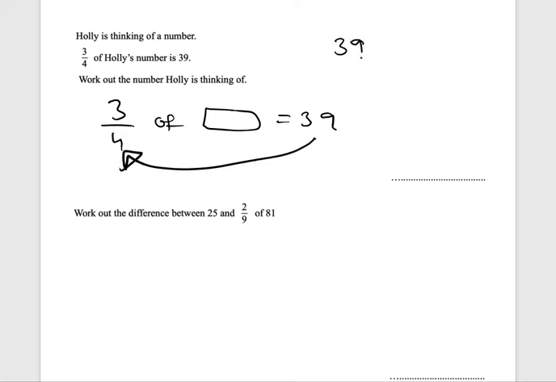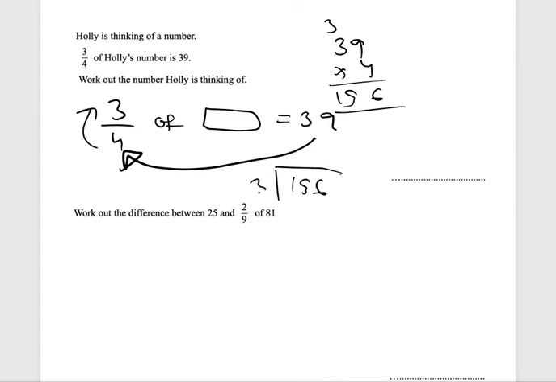4, which is going to give us 156, and then we divide it by 3. So we would do 156 divided by 3, which is going to be 52. So our answer is going to be 52, and we can just substitute in that value there, and we can work it out. 52 divided by 4 is going to give you an answer of 13. 13 times 3 is going to give you 39, so you know that your answer is going to be correct.